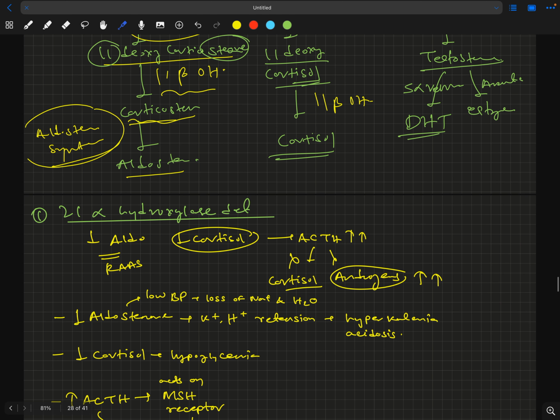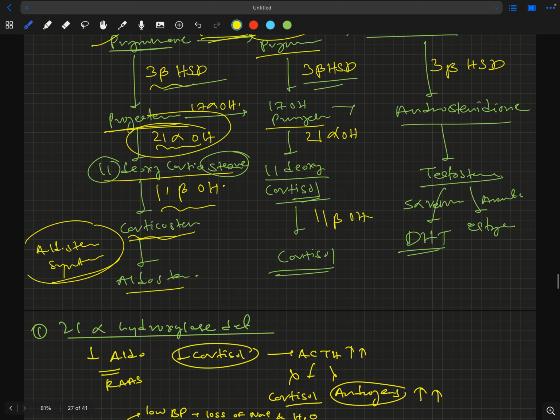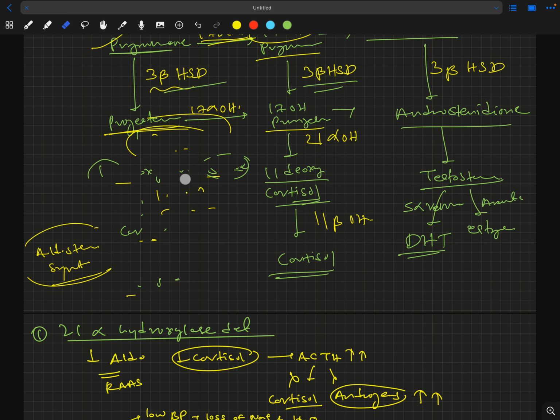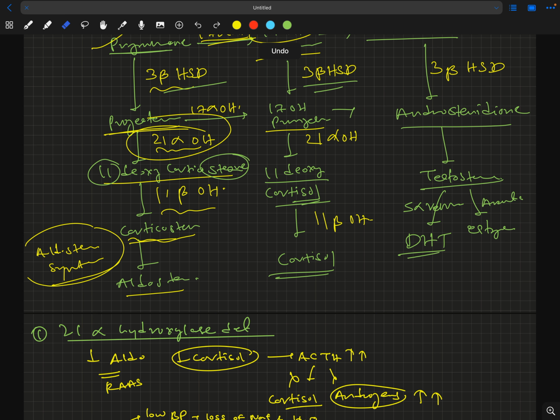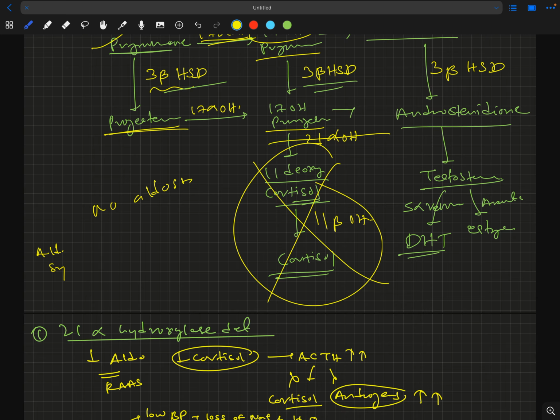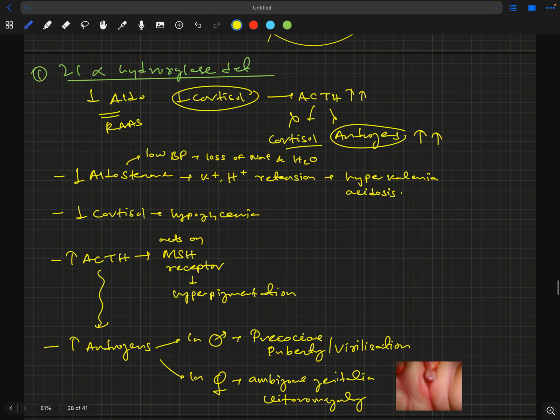Now you can see in 21 alpha hydroxylase deficiency, if this enzyme is deficient, these steps will not be there. Distal to this enzyme in the pathway, there will be no aldosterone, and there will be no cortisol. So aldosterone is decreased, cortisol is decreased.